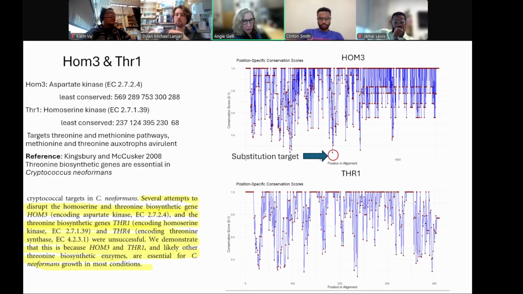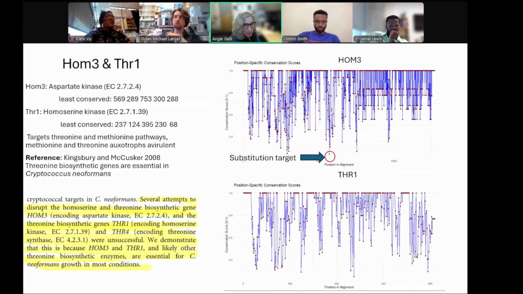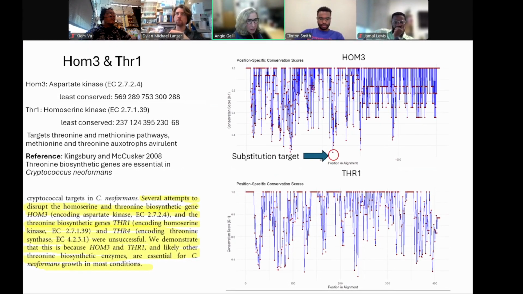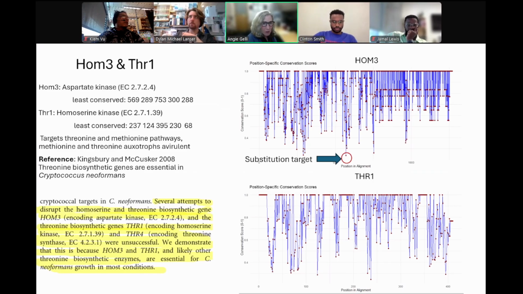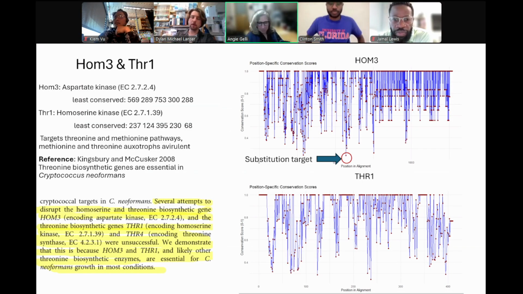One more thing. In HOM3, it looks like you could have another site. If you move across toward the left, you might have a couple of options, right? Yeah, absolutely. There are many sites that have pretty low conservation, so we're not limited to this list of the five least conserved. I just took the top-ranked positions. Understood. Okay, perfect.